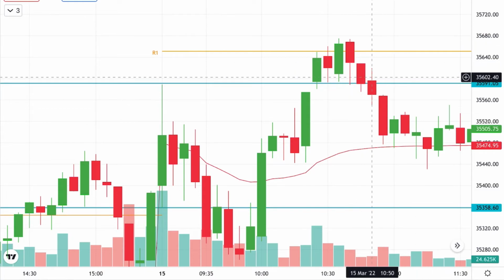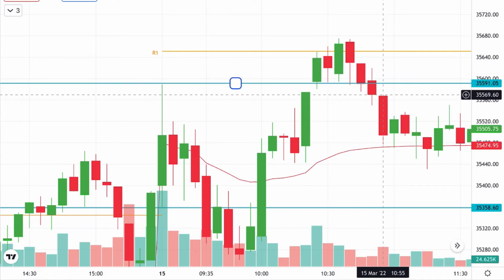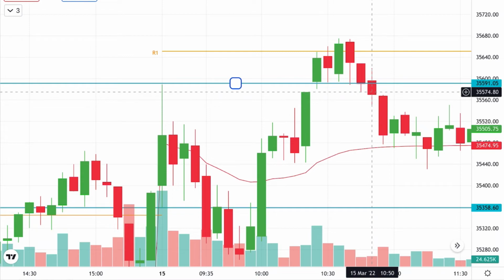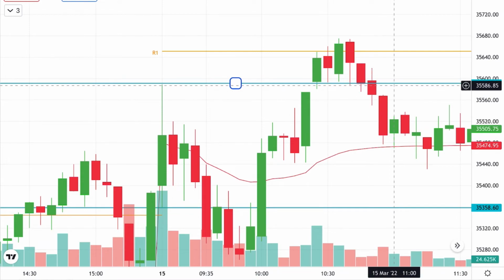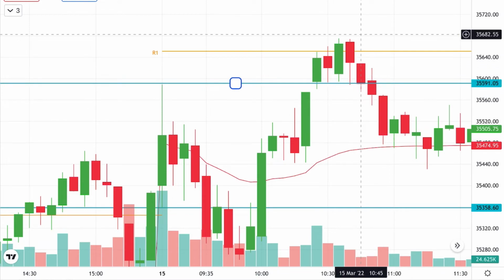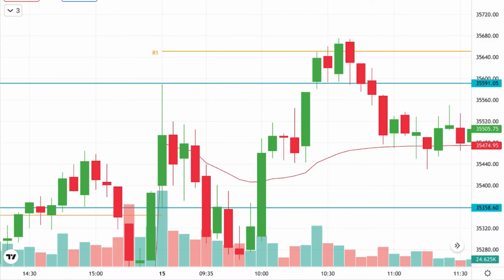So assuming you shorted the markets at, let's say, these levels, 35,575, 35,580, these levels you shorted, and your stop loss is at 35,680 or so. Okay. Now what happens? Market goes down in your favor, you are in some profits, and then the consolidation starts. And now what happens is people trail their stop losses.